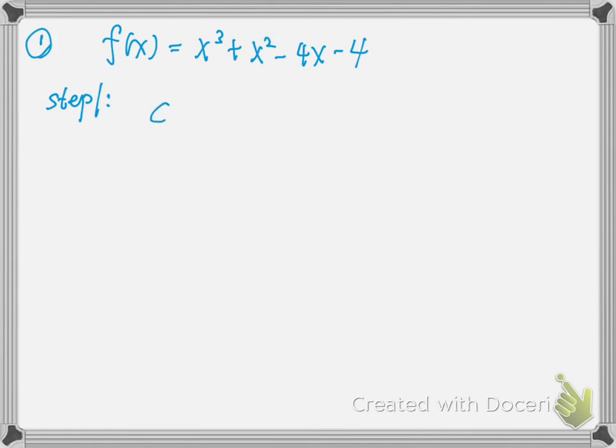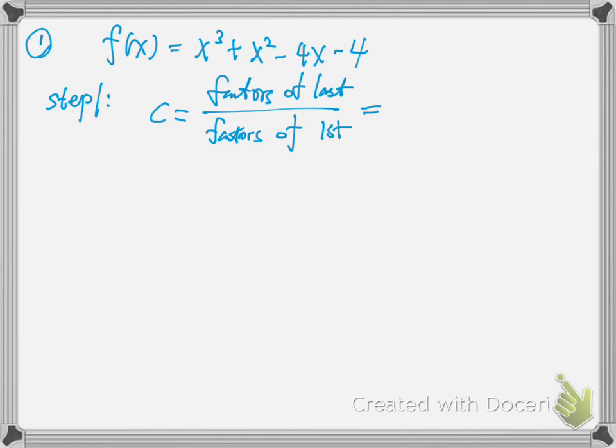So c is factors of the last number divided by factors of the first number in the given f. So this is factors of 4. The last number is 4. Positive or negative doesn't matter. Divided by factors of 1.